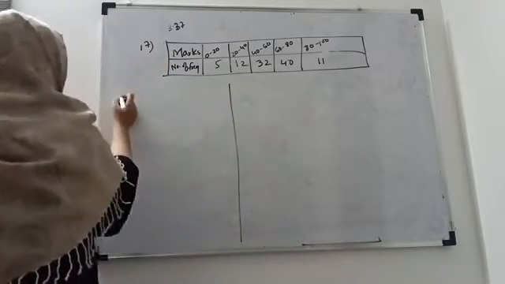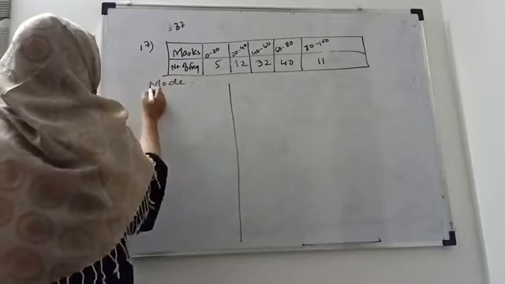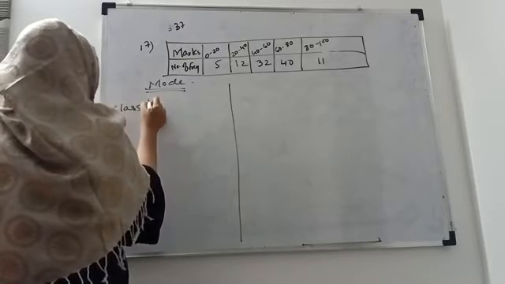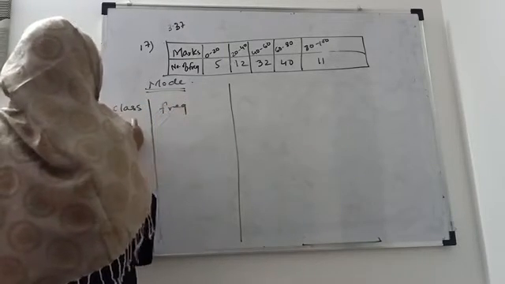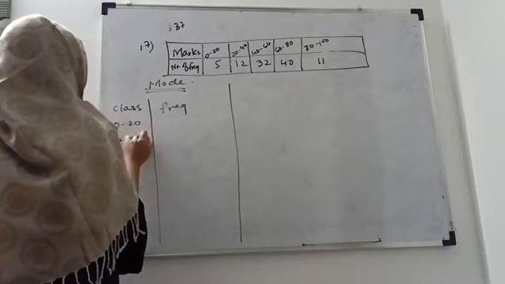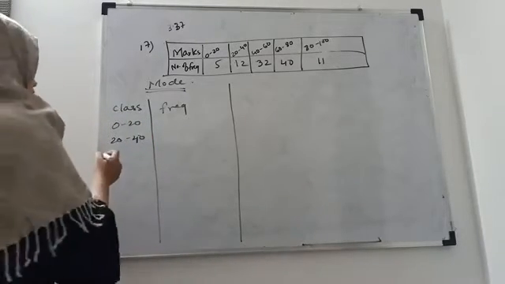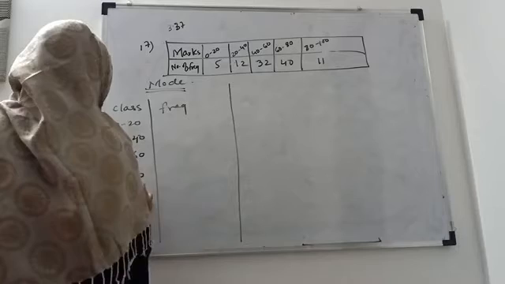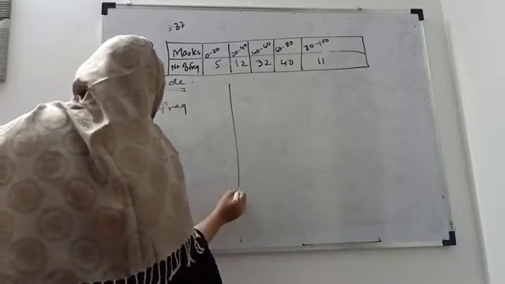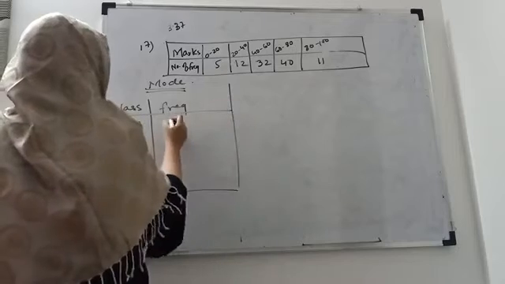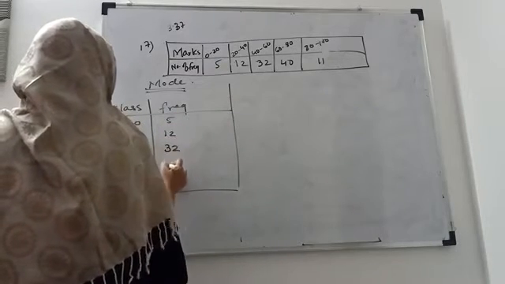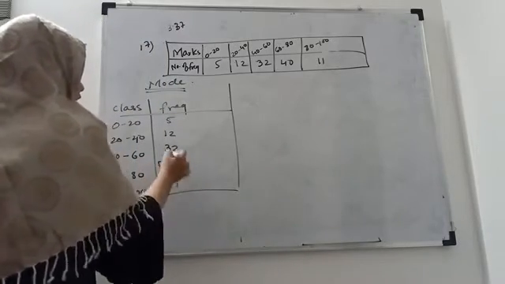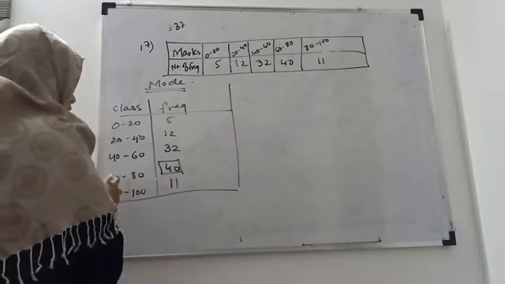So for the mode we require the classes and the frequencies. The classes are 0 to 20 and so on. Here the classes are continuous only, so no need to go for the class boundaries. Frequencies are 5, 12, 32, 40 and 11. So here the maximum frequency is 40. You can see the maximum frequency is 40. So this is the modal class.